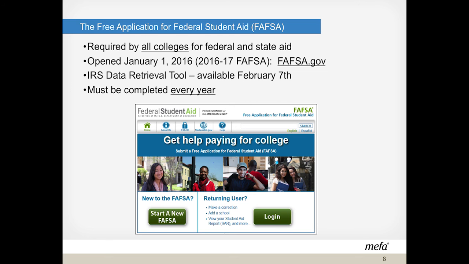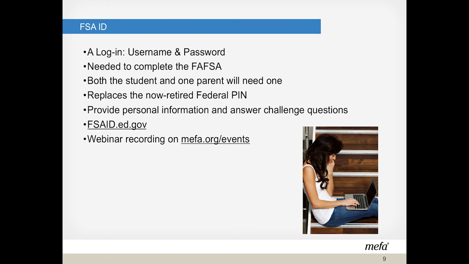Once you submit the FAFSA, later on, once your taxes are completed, you can actually log into the FAFSA and update your information by using this IRS data retrieval tool. That tool won't even become available until February 7th. A note that the FAFSA has to be completed every year that the student goes to college. So for those parents of high school seniors, you'll do that FAFSA now for next year and then every year while the student's in school.